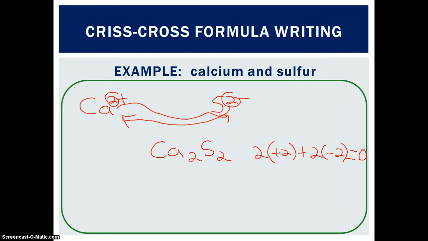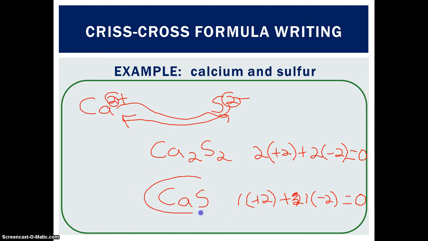That is indeed neutral. However, this isn't the lowest combination that would satisfy this. These are both 2. I can divide both subscripts by 2. You get calcium and sulfur. 1 calcium, 1 sulfur. 1 calcium with the 2 plus charge plus 1 sulfur with a minus 2 charge still gives me 0. So whenever I have a common factor here, a 2 and a 2, I can factor that out and simplify the formula.